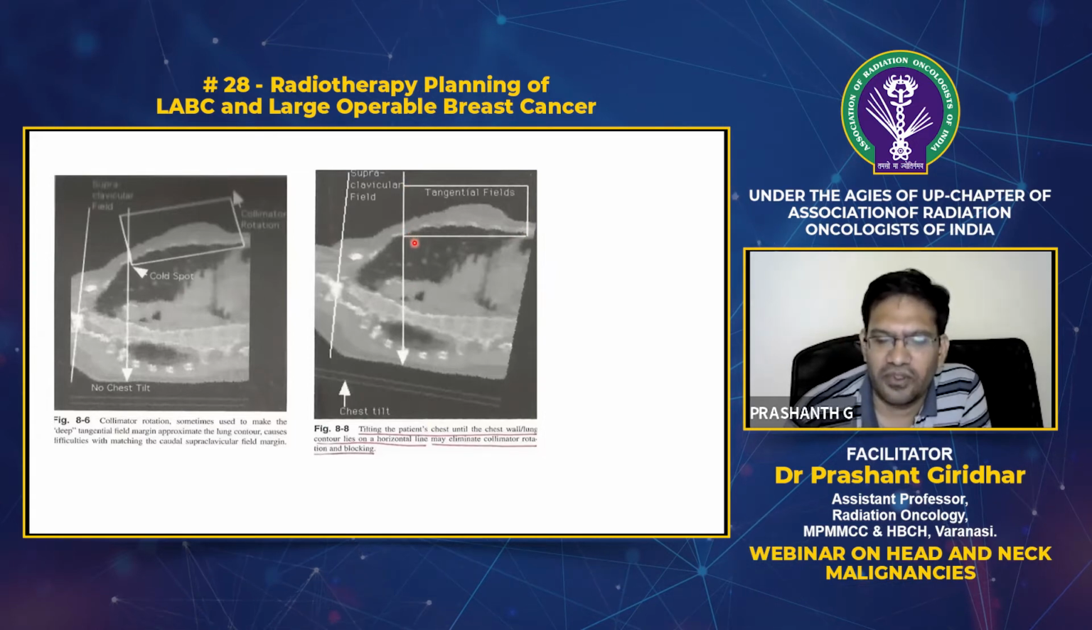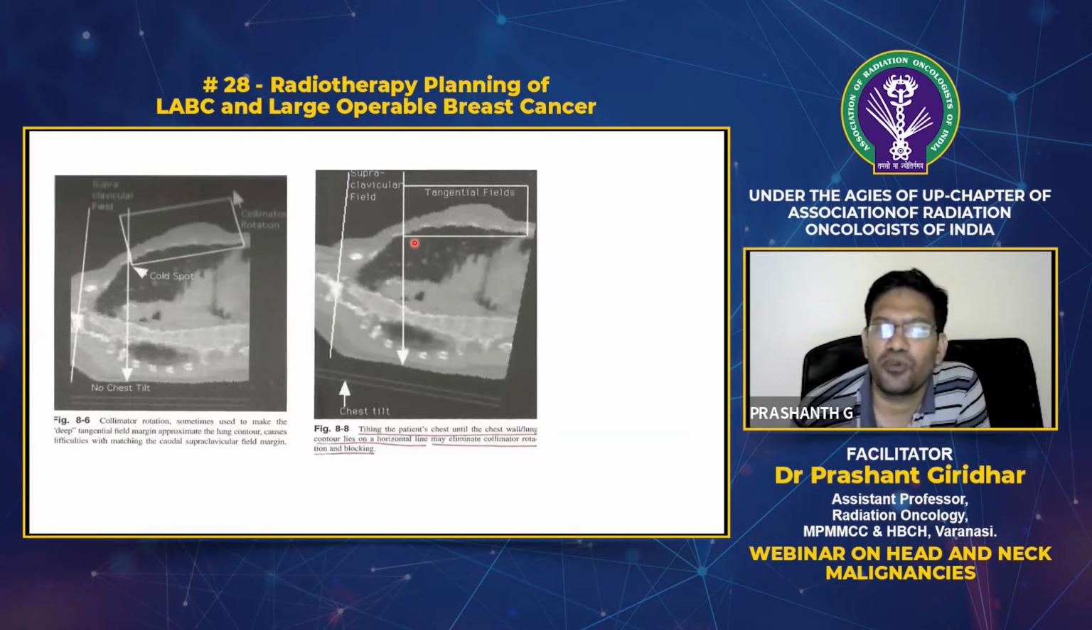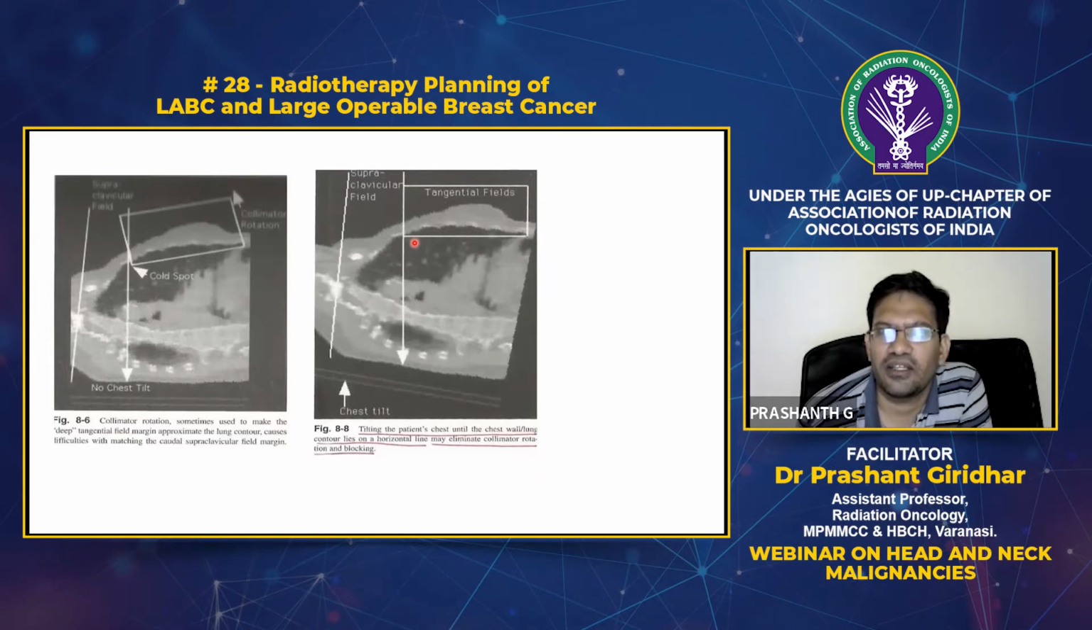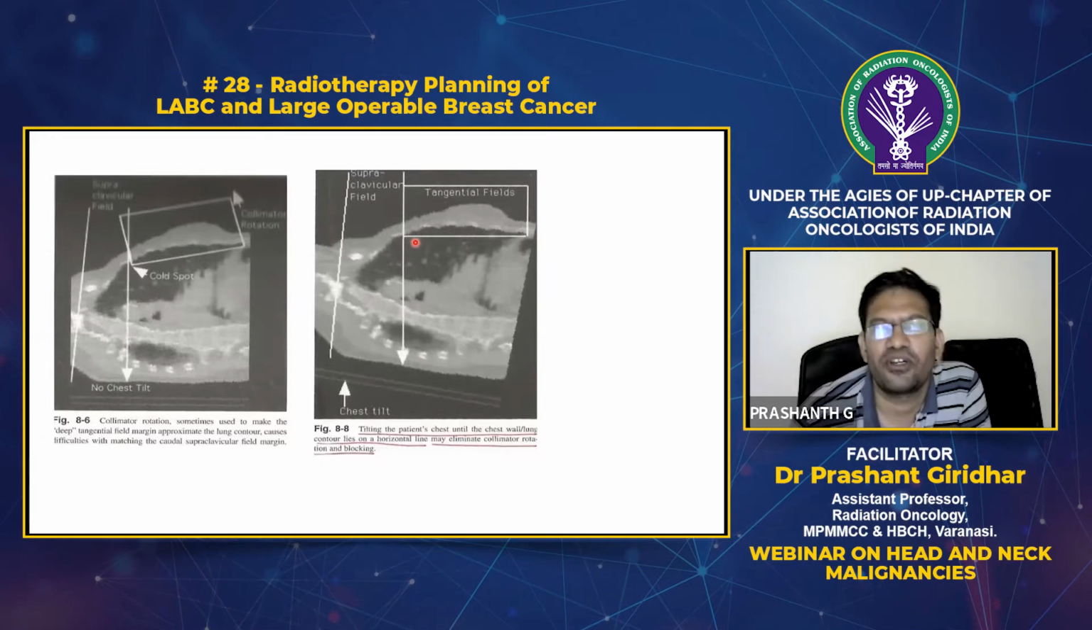So for PGs, the most important point is the breast board. It is essential to reduce lung dose as well as to make the process of planning easier in breast plus lymph node radiation.